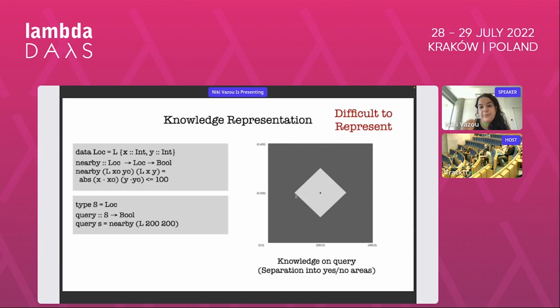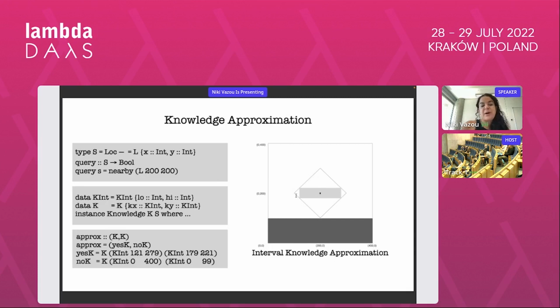So as we said before, representing precise knowledge quickly becomes very, very difficult. So what we are going to do is approximate the knowledge. And in this case, we approximate using intervals. So I'm approximating an integer using this knowledge of integer data type that is between low and high. So I am using one interval between low and high to approximate some integer in my space.